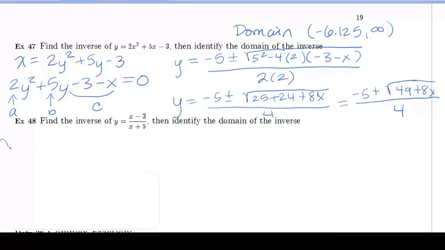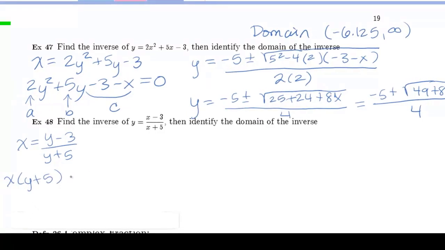Again, switch, we've got x is equal to y minus 3 over y plus 5. This one is just some simple algebra. We're going to multiply the y plus 5 over to the other side. So we have x times y plus 5 equals y minus 3. And now you're kind of wondering, how do we get those y's to get together? Well, we're just going to distribute the x. So we have xy plus 5x is equal to y minus 3.